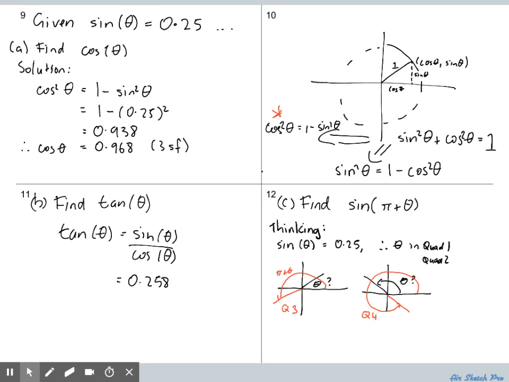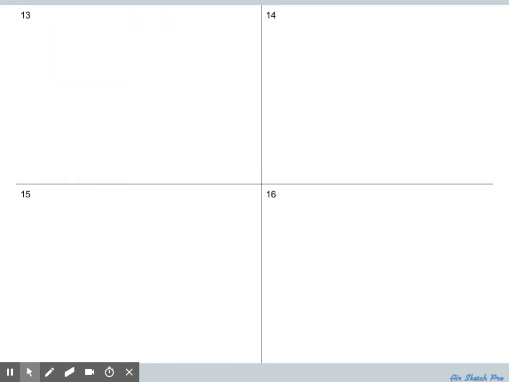So that means the solution is something like this. Sine of pi plus theta is equal to negative sine theta, which equals negative 0.25. So the reason we can do that is because it just keeps on shifting over two quadrants. So pi shifts it 2 quadrants, and therefore wherever it started, it'll get there.